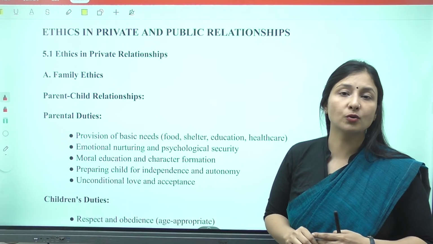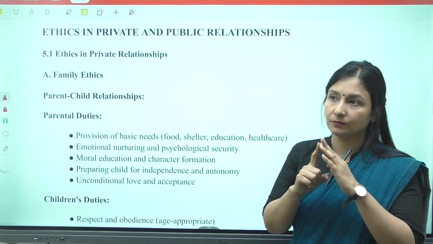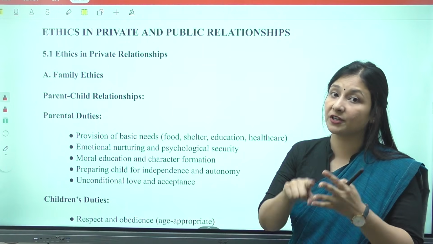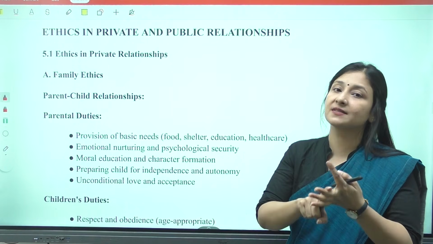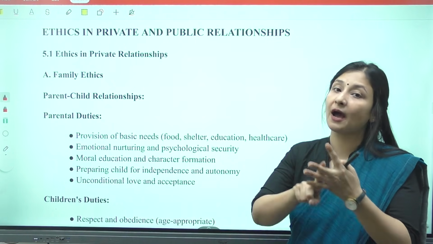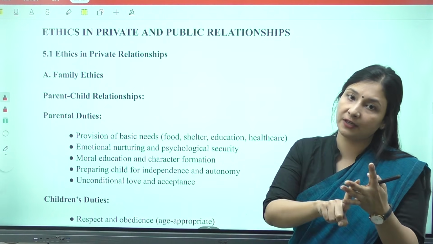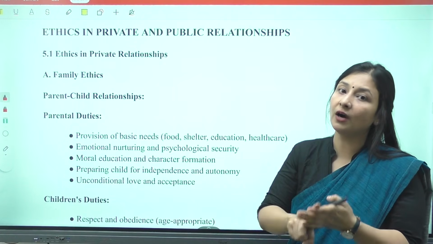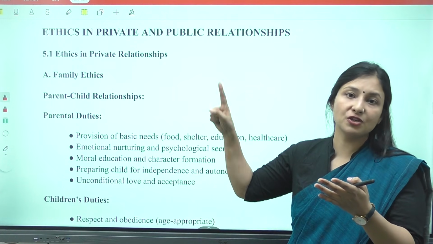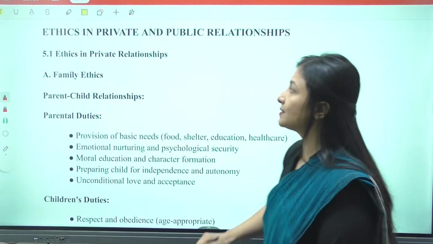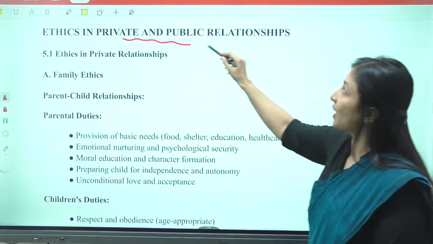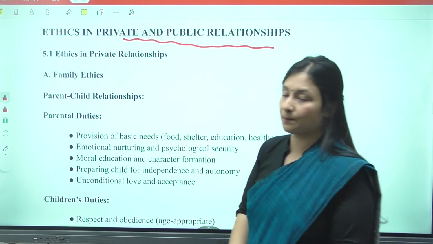Then we discussed the determinants of ethics. What are the internal determinants? What are the external determinants of ethics? Then we discussed the consequences of ethics. What happens with this ethical decision making? We did that. Fourth, we discussed the 4 major key dimensions of ethics. Now, this is the last part of today's class. This is about ethics in private and public relations, right?